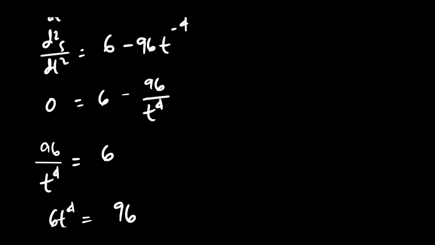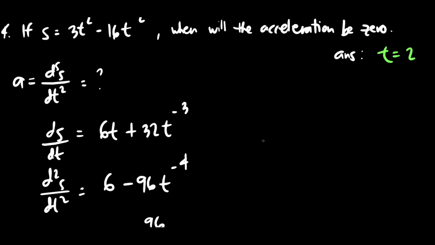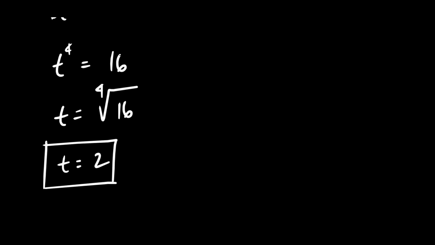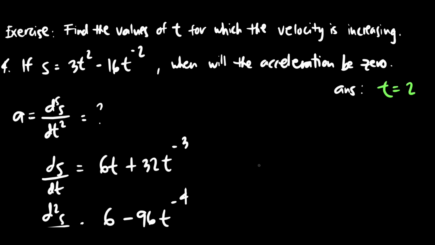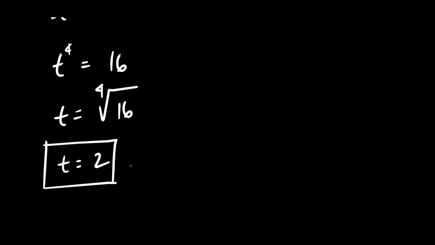So at t is equal to 2, this will be now our final answer, because we are tasked to find the value of t when the acceleration is 0. So let's check if our answer is correct. t is equal to 2. So the answer is t is equal to 2, and our answer here is correct. So let's proceed to another number.